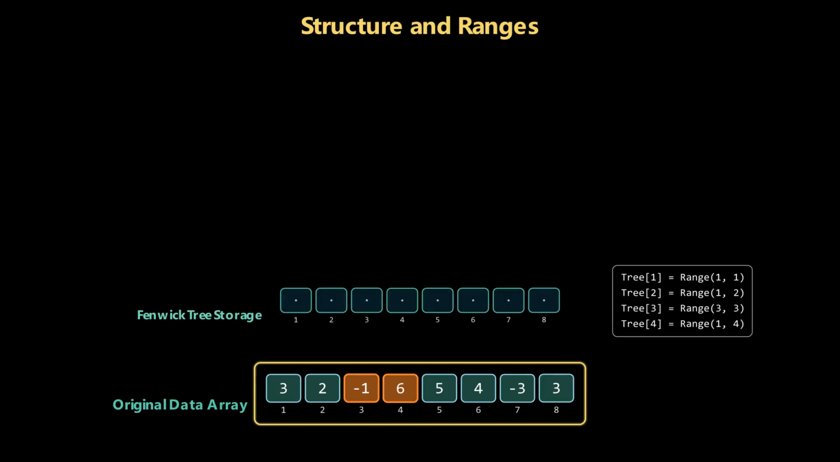The Fenwick tree keeps a second row above the data array. Each slot in that row is responsible for a range that ends at its own index. At index 1, the range is just 1 to 1. At index 2, the range is 1 to 2. At index 3, the range is only 3 to 3. At index 4, the range grows to 1 through 4.